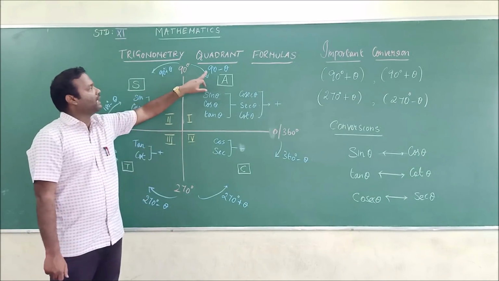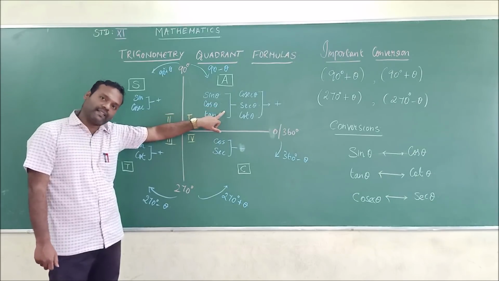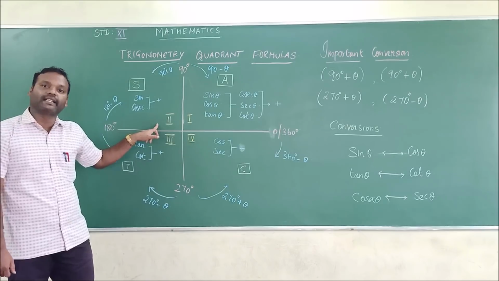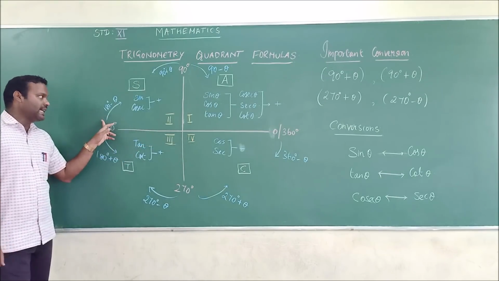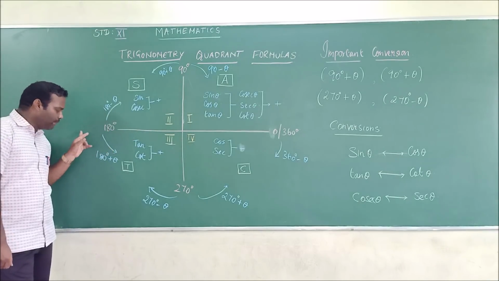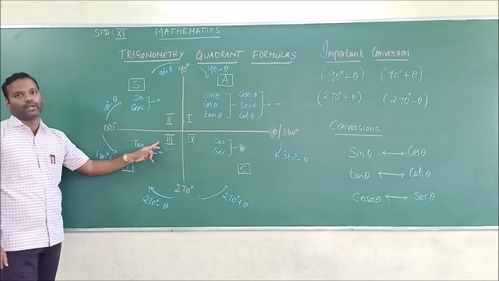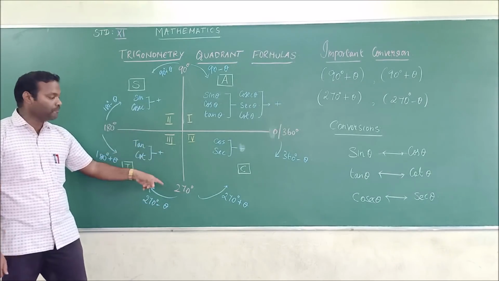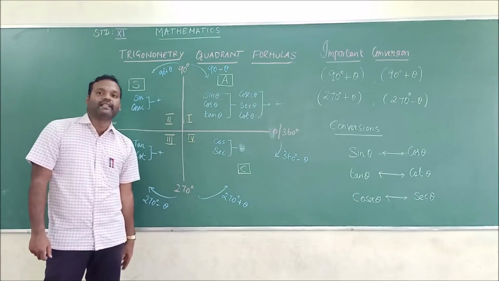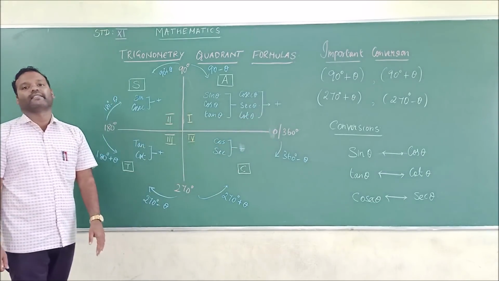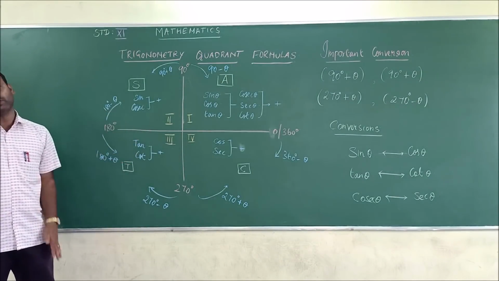So 90 minus theta lies in the first quadrant. 90 plus theta lies in the second quadrant. 180 minus theta lies in the second quadrant. 180 plus theta lies in the third quadrant. 270 minus theta lies in the third quadrant. 270 plus theta lies in the fourth quadrant. Similarly, 360 minus theta also lies in the fourth quadrant.